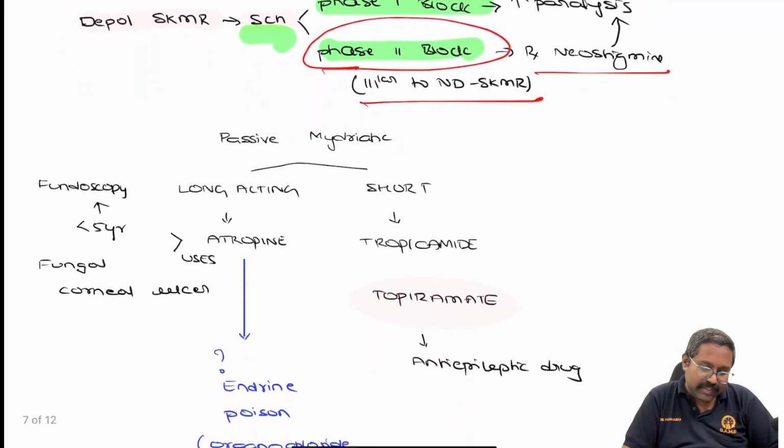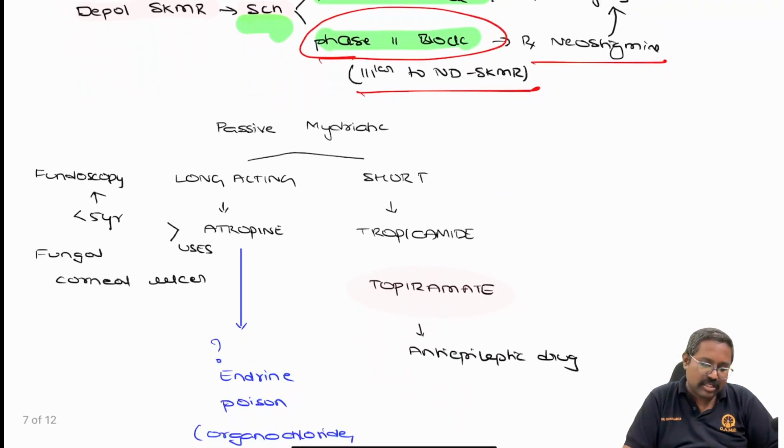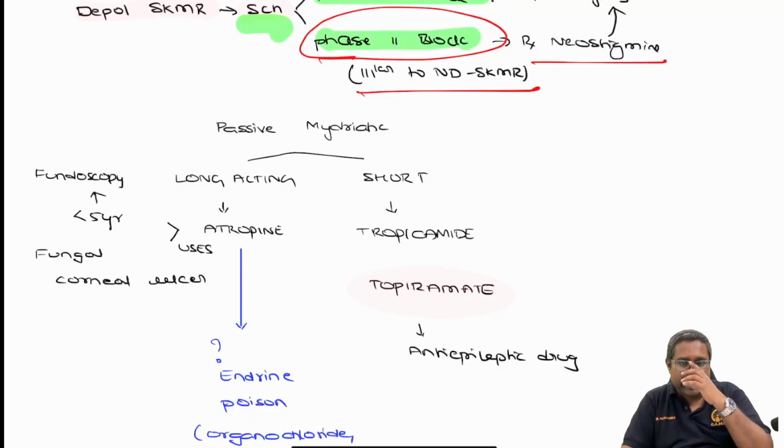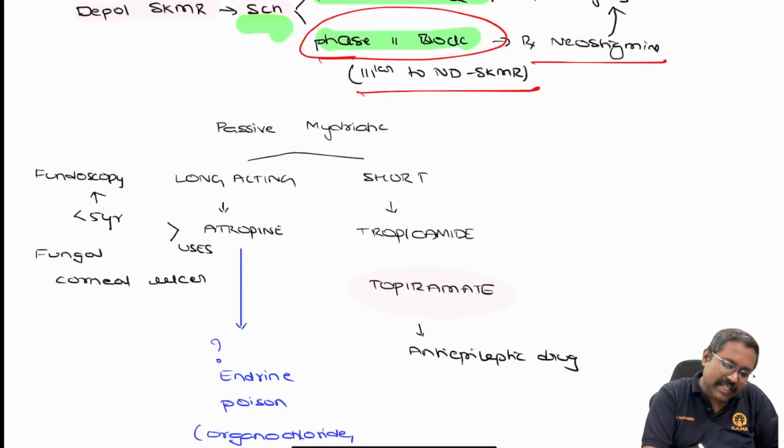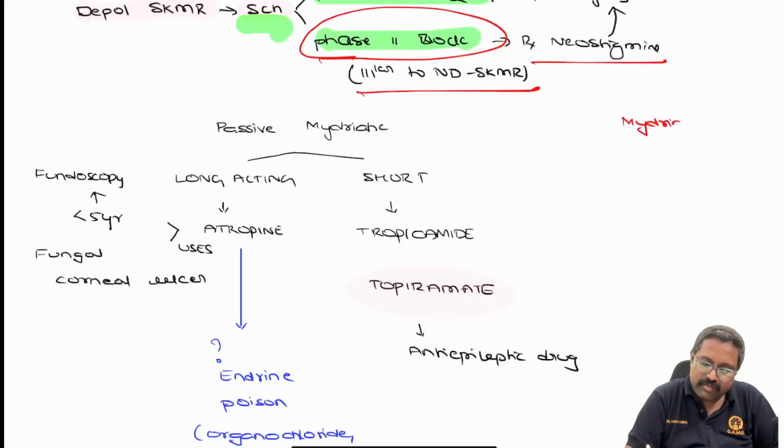Okay. Next, coming to the mydriatics. So we have a passive mydriatic. Which is the passive mydriatic? Again, in your exams they can ask this question. So there can be mydriatics, that is dilatation of the pupil.